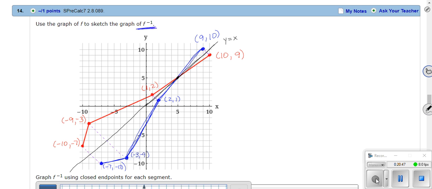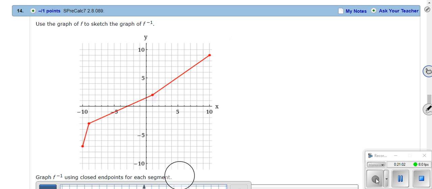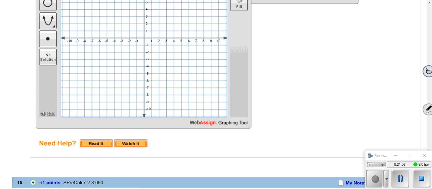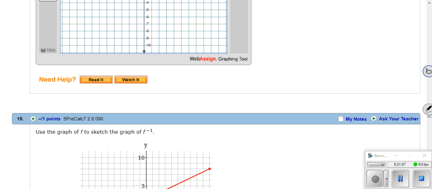So anytime you're graphing a function, the easiest thing to do is pick out points and then flip them for the inverse. Then it's just a matter of connecting the dots. Hope that helped on that one. You've got a couple like that, if I remember. Okay, same thing.